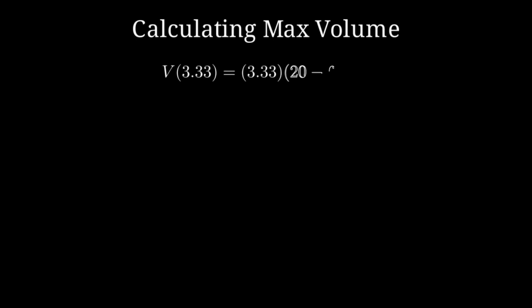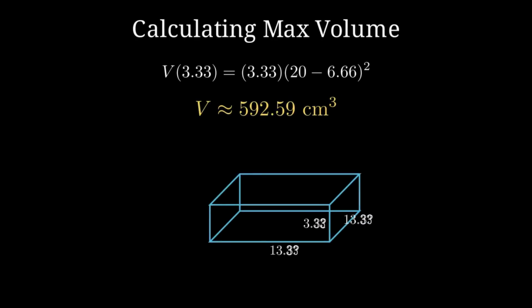By plugging our optimal cut of 3.33 back into the original volume formula, we find the maximum capacity. The base dimensions become 13.33 by 13.33, and the height is 3.33, resulting in a total volume of approximately 592.6 cubic centimeters. How do we know for sure this is a maximum and not a minimum?